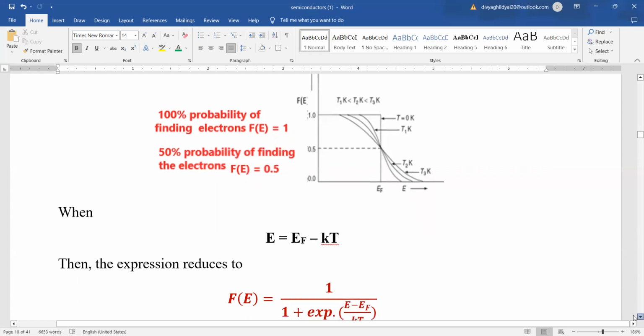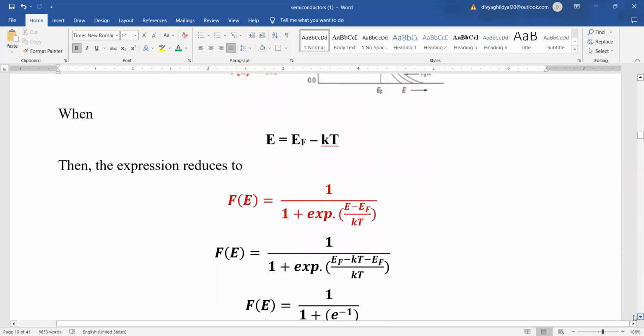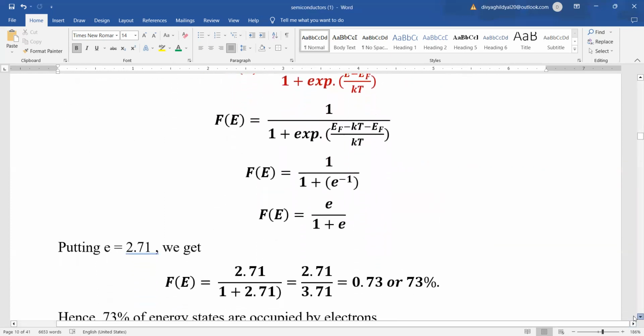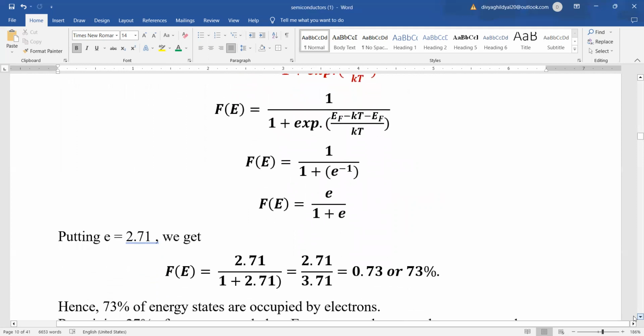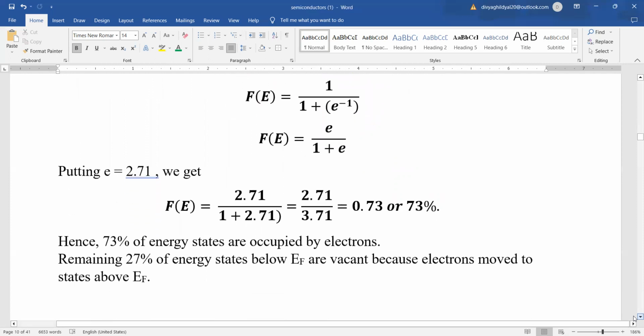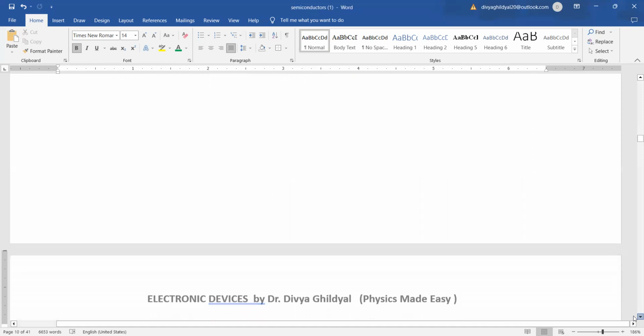Special cases have been asked in your previous year papers. The most common one is when E is equal to EF minus KT. We put this value of E in this expression. Our expression reduces to the Fermi function coming out as 0.73 or 73%. Hence, 73% of energy states will be occupied by electrons. The remaining 27% of energy states below the Fermi level will be vacant because electrons have moved to states above the Fermi level. A numerical is asked on this formula a lot.